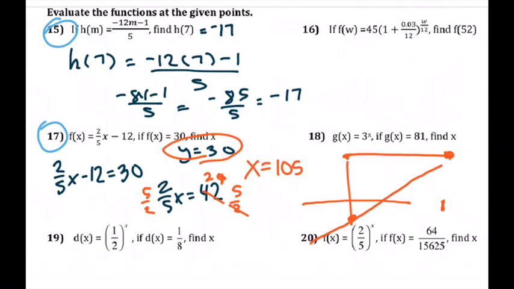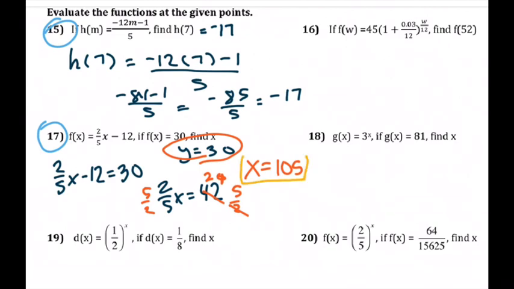This is just a perspective change. We're looking at the same type of problem from a different perspective, is all. So in this answer, you're not going to write f of x or anything like that. You're just going to write x is equal to 105, because that's the answer. Find x is 105.